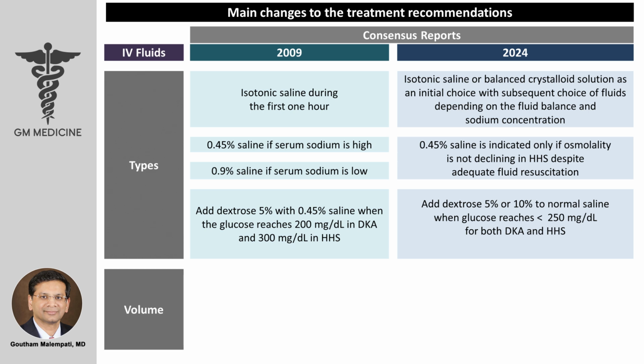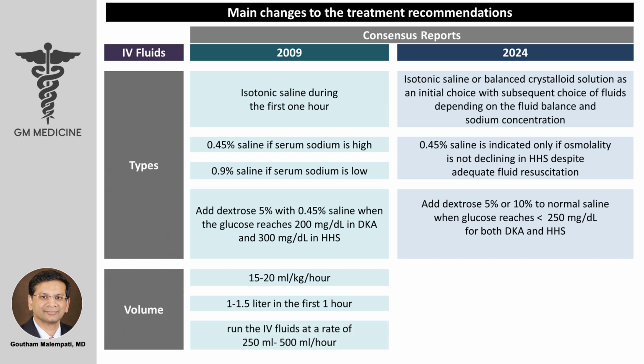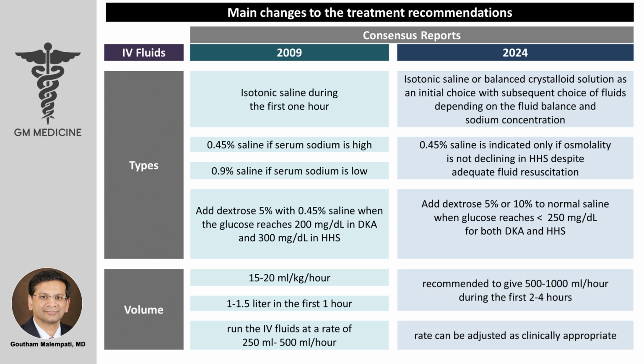Volume of fluids. In the 2009 report, it was recommended to give 15 to 20 ml per kg per hour or 1 to 1.5 liters in the first 1 hour and subsequently run the IV fluids at a rate of 250 ml to 500 ml per hour. In the 2024 consensus report, it is recommended to give 500 to 1000 ml per hour during the first 2 to 4 hours and subsequently the rate can be adjusted as clinically appropriate.